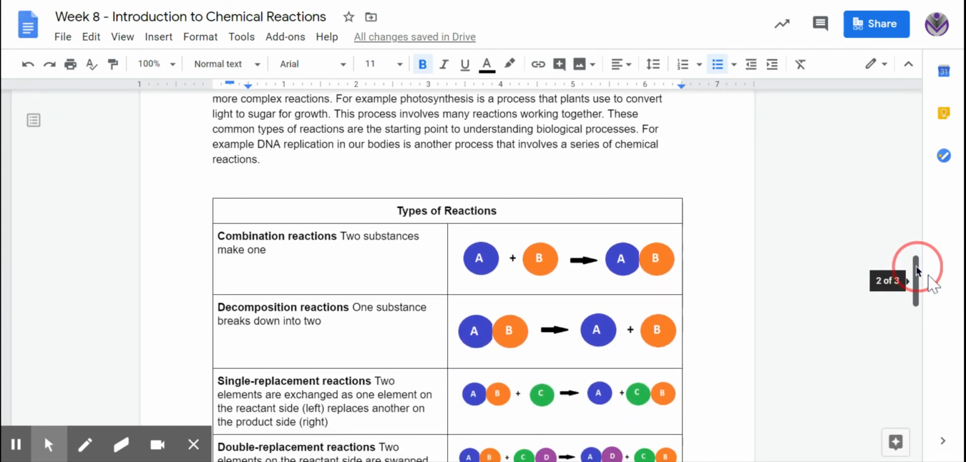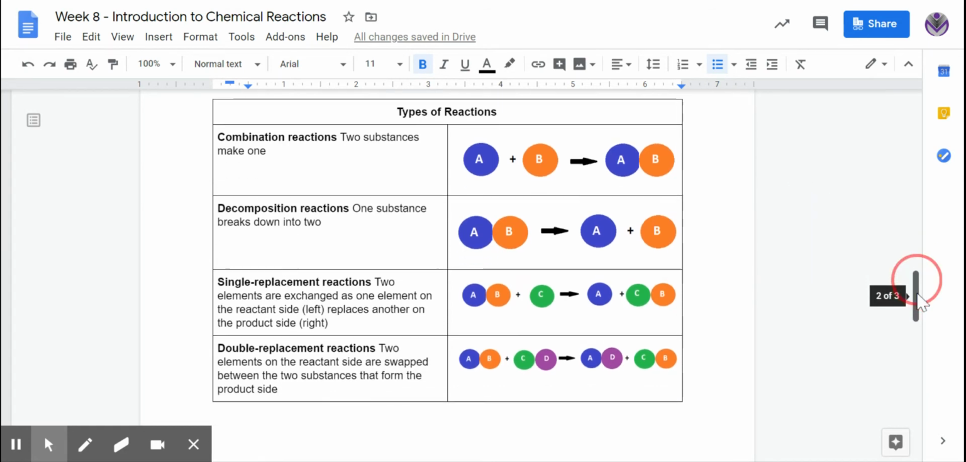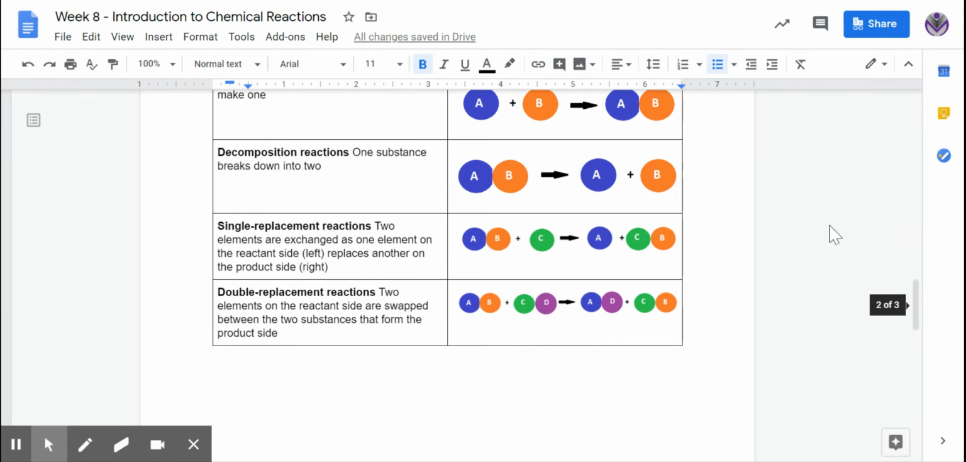You have a combination reaction and a decomposition reaction. You can kind of understand one's the reverse of the other, right? Two things come together, two things come apart. Single replacement reaction, where something replaces another. And then double replacement reactions, where two things replace each other. So these are some pretty straightforward models.